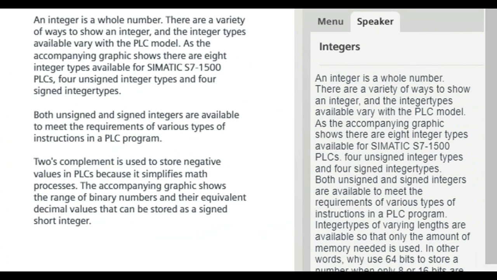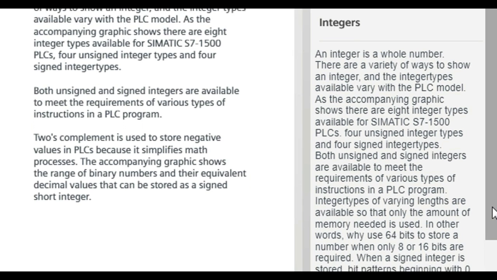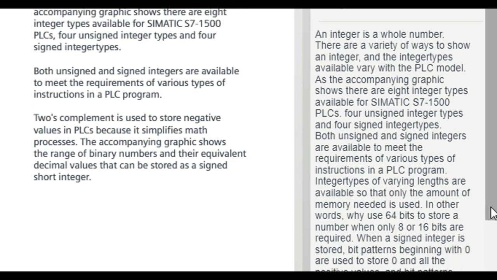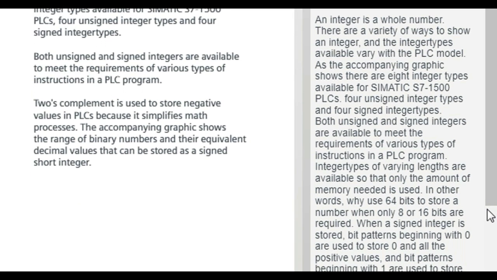Both unsigned and signed integers are available to meet the requirements of various types of instructions in a PLC program. Integer types of varying length are available so that only the amount of memory needed is used. In other words, why use 64 bits to store a number when only 8 or 16 bits are required?